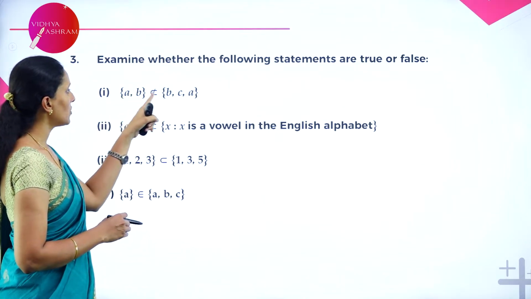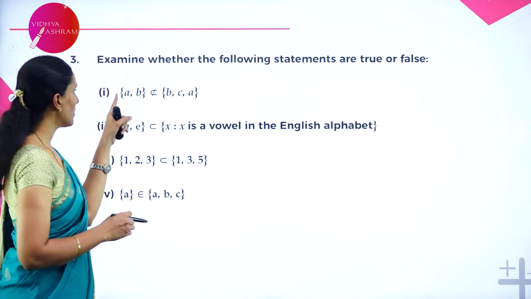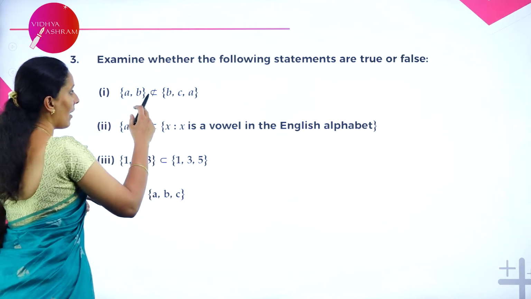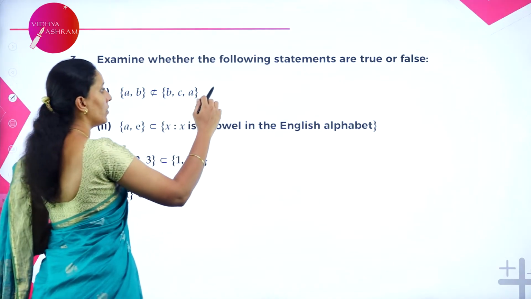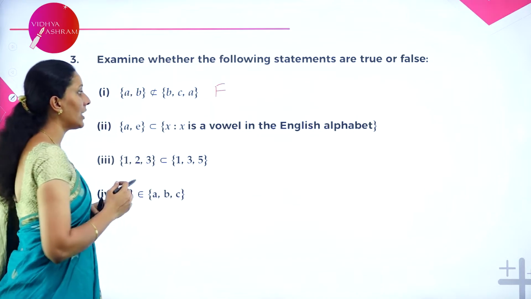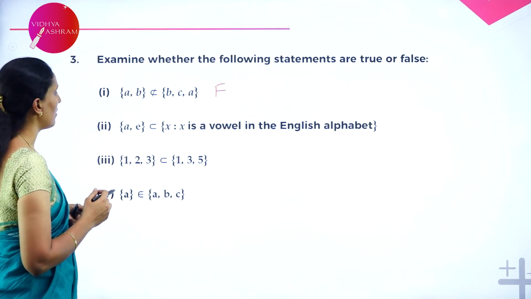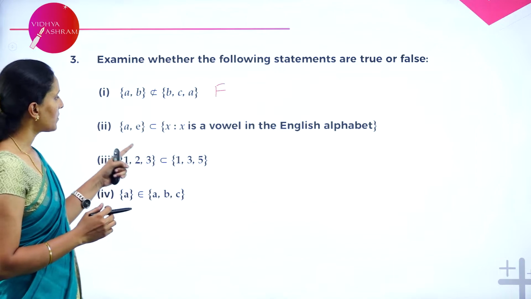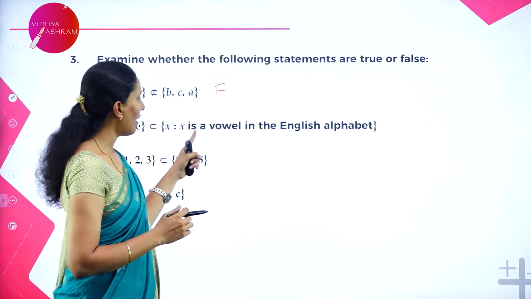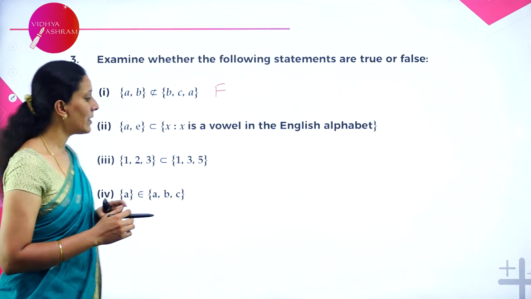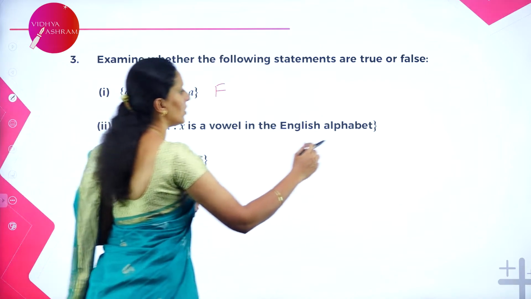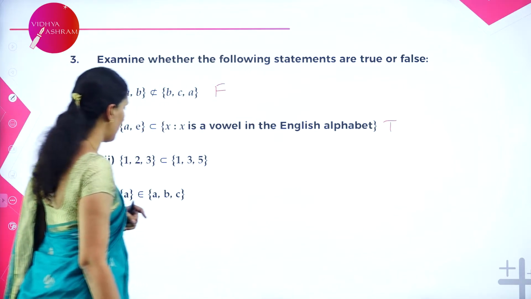A, B is not a subset of B, C, A. Here is one set, here is one set. They have given it is not a subset, so therefore it is false. Actually, it is a subset of {A, B, C}. {A, E} is a subset of the collection of all vowels in the English alphabet. Yes, it is a subset, so therefore it is a true statement.